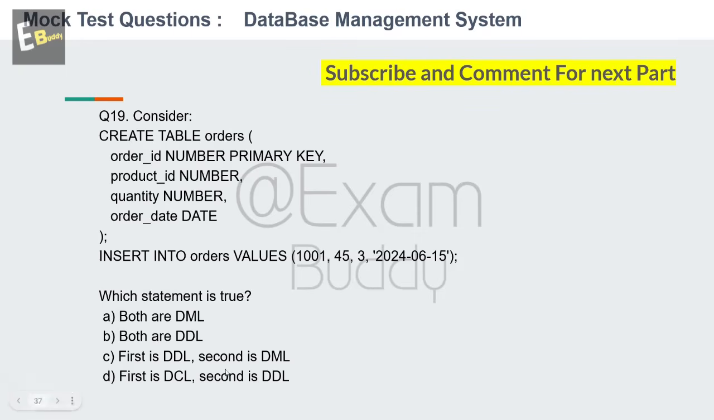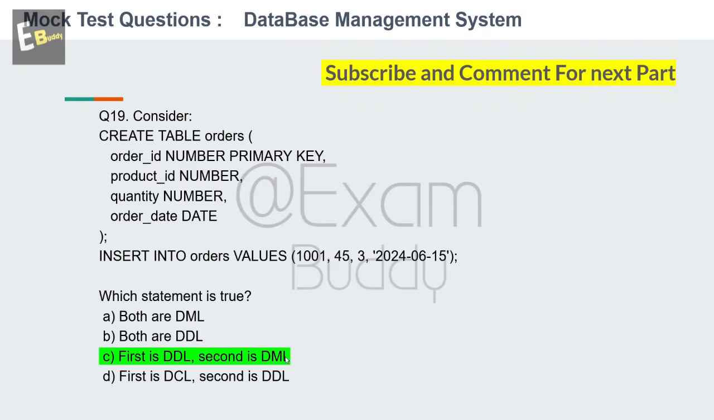So these are the options: both are DML, both are DDL, first is DDL second is DML, first is DCL second is DDL. So your time starts now. And the answer is C. First is DDL, second is DML.